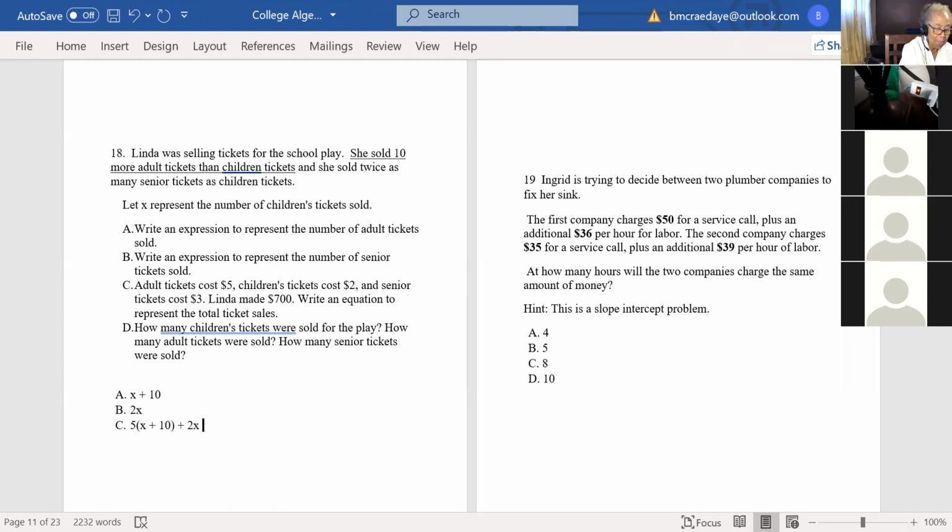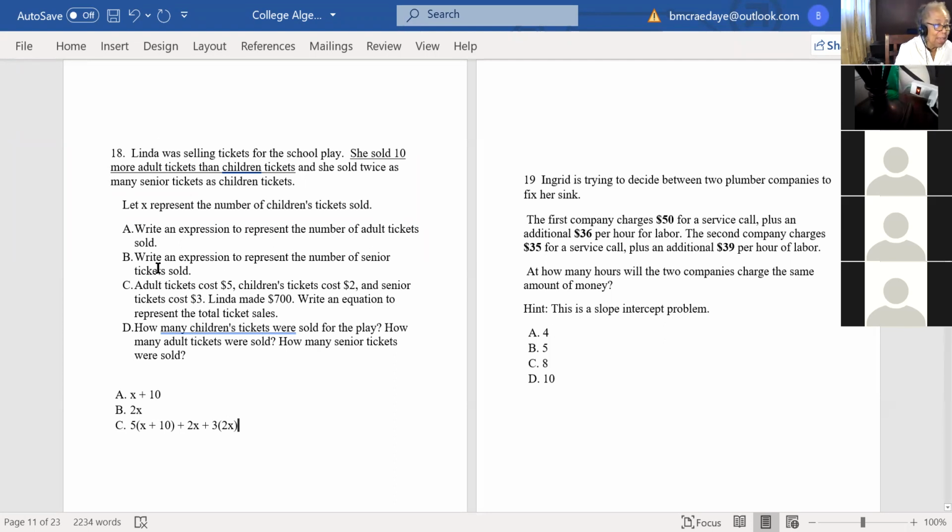Now, what would the senior tickets look like? $3 times what? $3 times X plus 10. No, you've got the senior tickets here, 2X, when we answered B, right? Okay. It's right there, 2X, 2X. Yeah, correct? See, X.